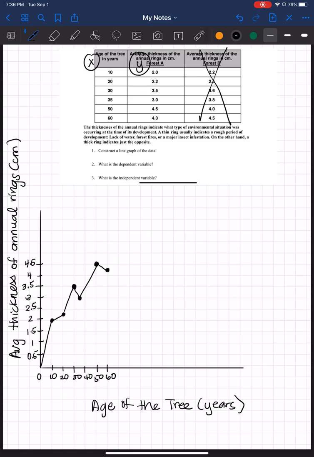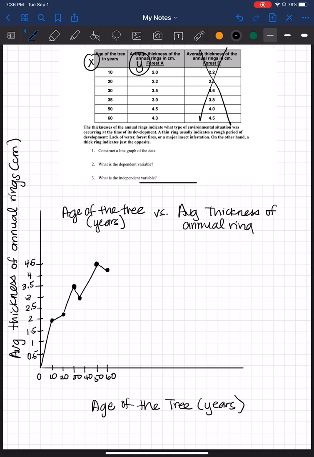Here we go with the easy quick title. Just put age of the tree in years versus average thickness of annual rings in centimeters. And there you go. You would get full points for that graph.